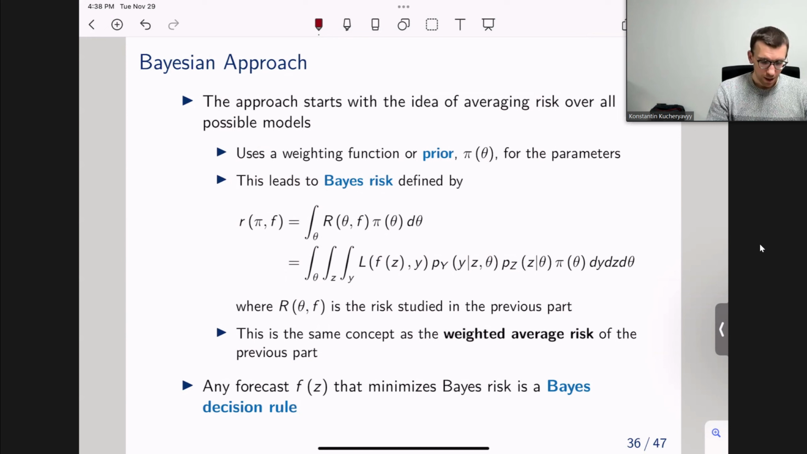So perhaps if I want to characterize the intrinsic difference between Bayesian and classical approaches in this context of forecasting and risk minimization, it is that you are in the classical approach as long as you are dealing with this object, which many people do. And if you're dealing with this object, then you're in the Bayesian approach.